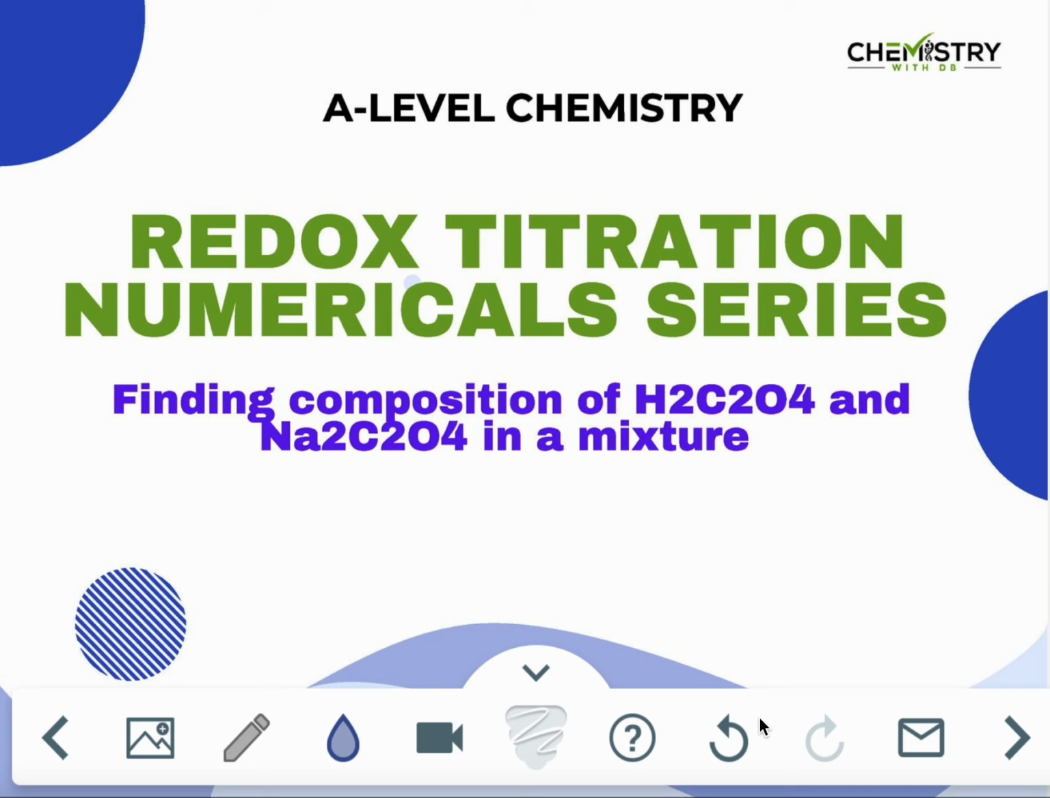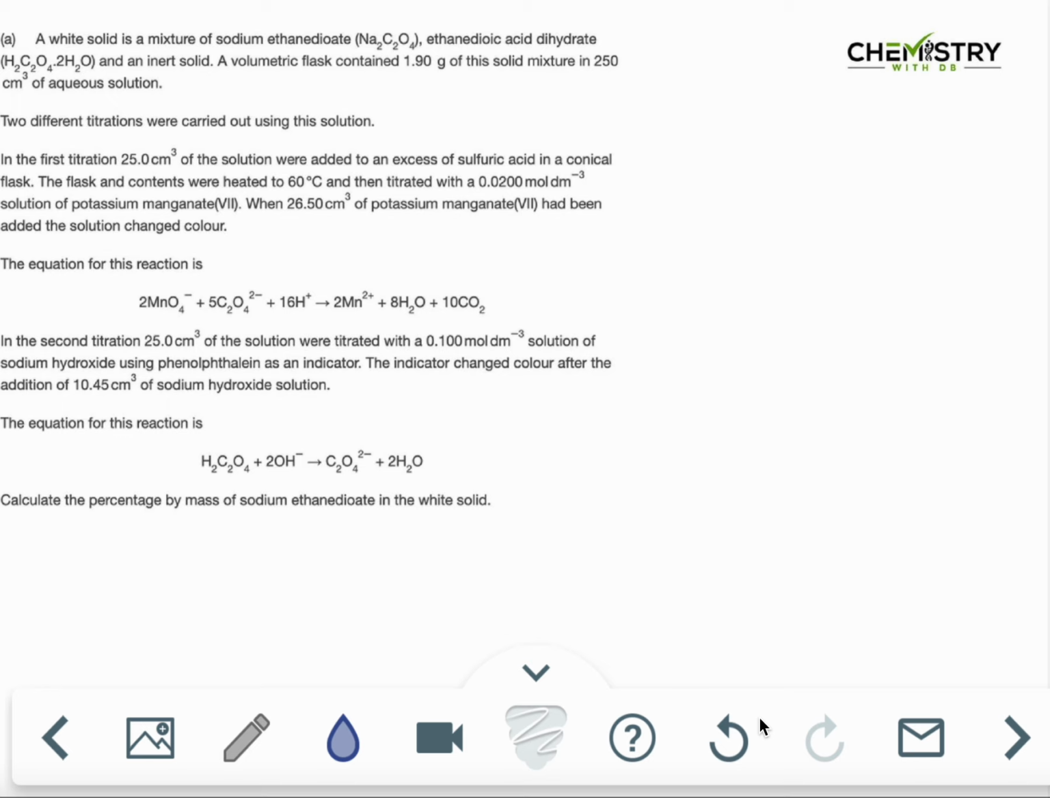In this video, we are going to learn how to find the composition of a mixture of ethanoic acid and sodium ethanedioate by doing a titration. So here is our question. We have 1.9 grams of this mixture which we have made up to 250 cm³ of solution.